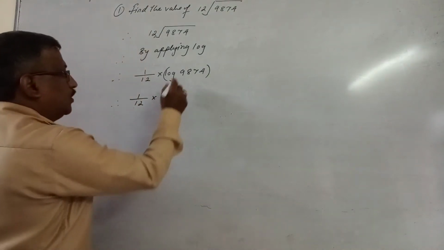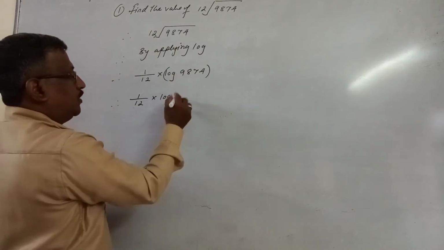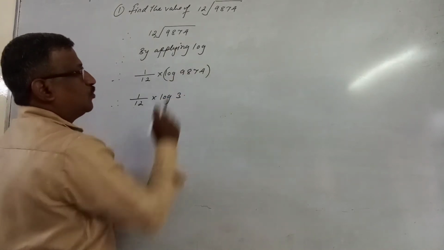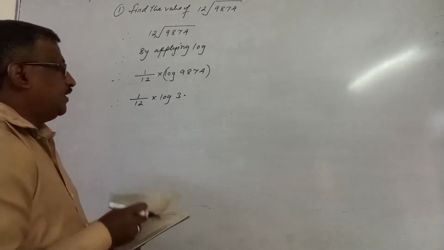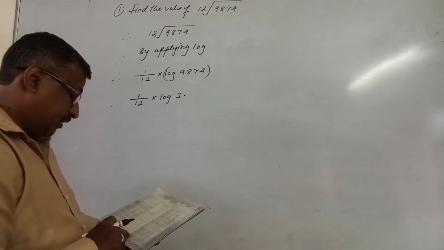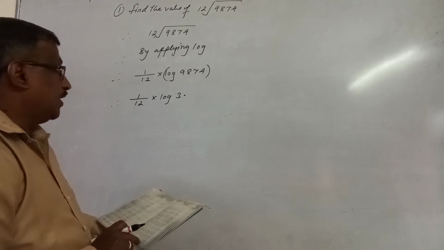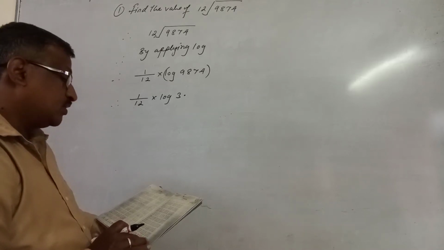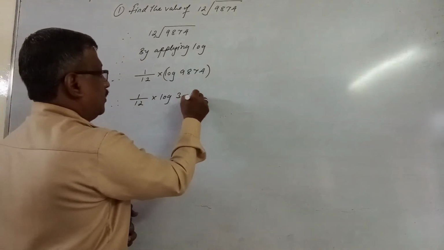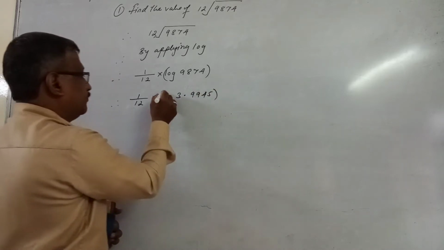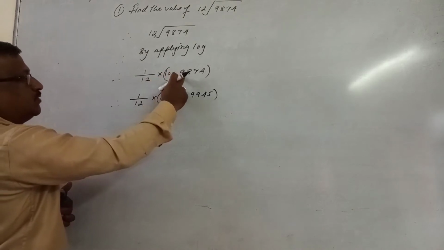So calculate the log. First you write the characteristic. The characteristic of this number will be 3, the number of digits 4 minus 1. Place a decimal point and go for the log. In the log table, you have to see 98, 7th column. You will get 9943, and the mean difference, 4th column, is 2. So add that, you will get 9945. So 3.9945 is the logarithm of the number 9874.